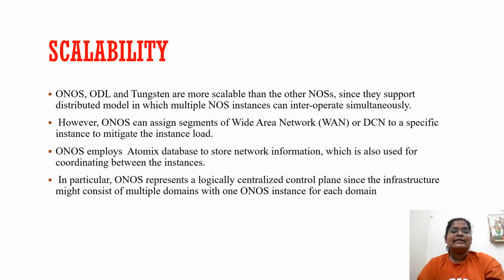Scalability. Now we can discuss the scalability. ONOS, ODL, and Tungsten are more scalable than the other NOSs, since they support the distributed model in which multiple NOS instances can interoperate simultaneously. However, ONOS can assign segments of the wide area network or DCN to specific instances to mitigate the instance load. ONOS employs the Atomix database to store the network information, which is also used for coordinating between the instances.